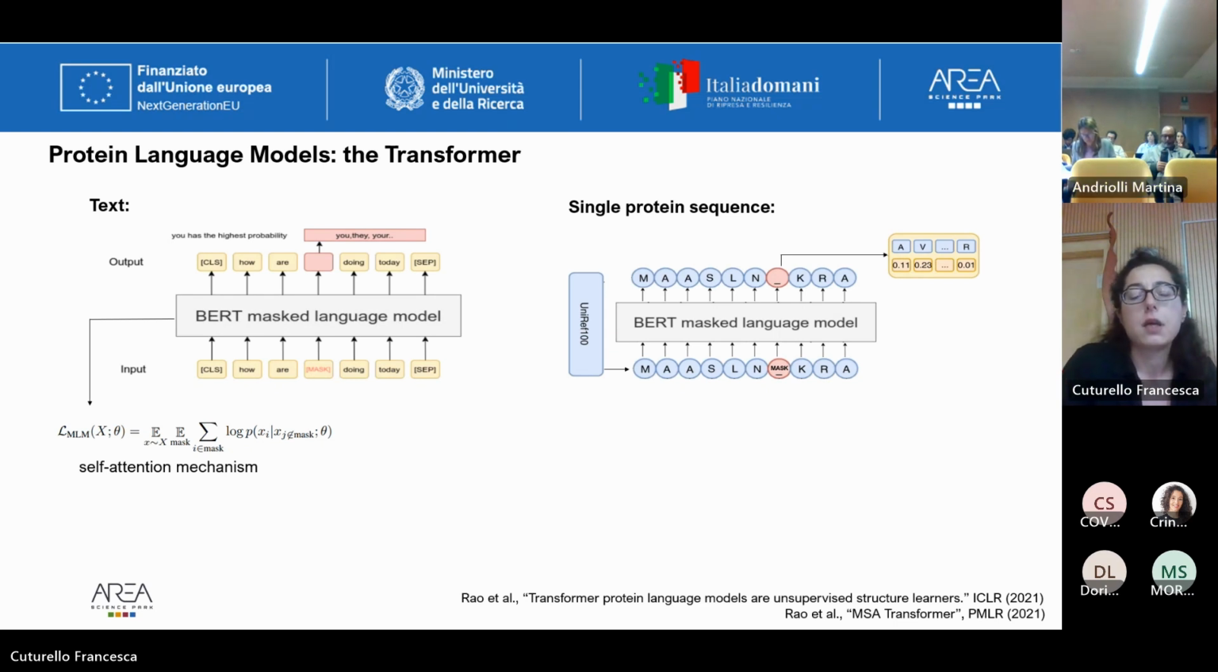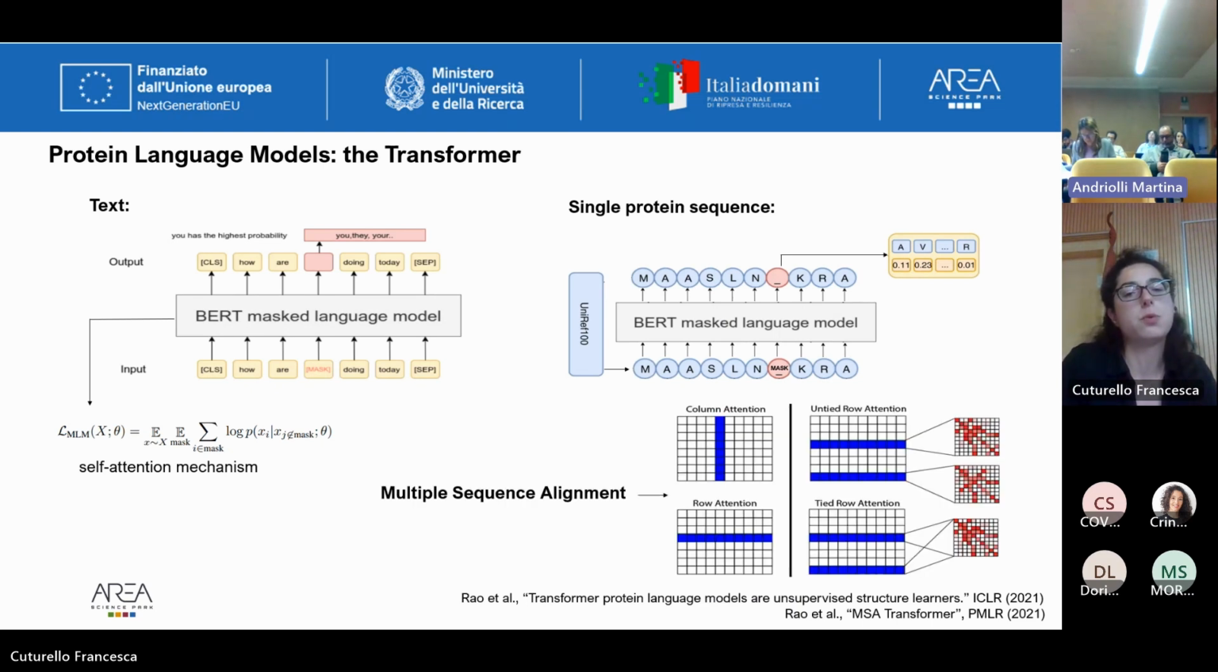So when we come to contact maps, we have to mention an upgrade of the model that was adjusted to take as input a multiple sequence alignment and no longer just one single sequence, because this was found to improve the contact prediction.